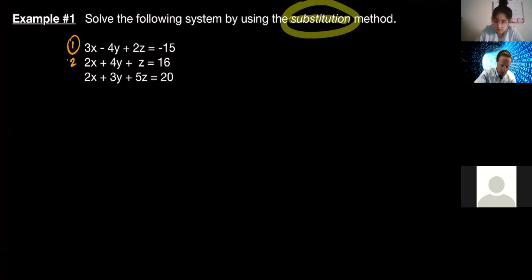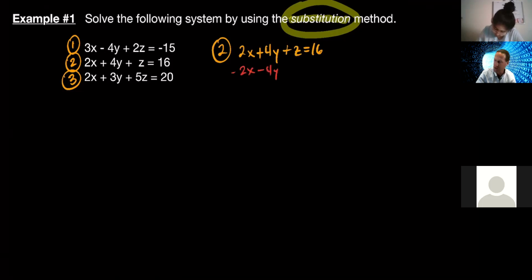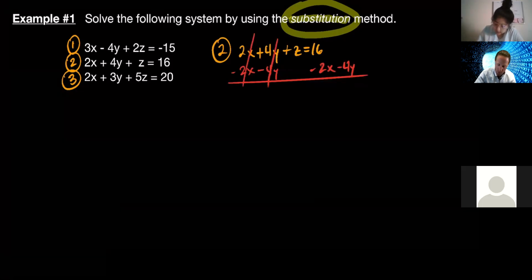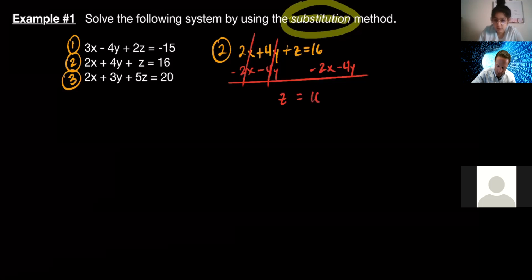I'm going to label the equations just so that we can still talk about them. I'm going to take equation 2 over here, 2x plus 4y plus z equals 16, and I'm going to solve for z. I'm going to start by subtracting over. Since they're positives, I'm subtracting. Just because you subtract doesn't always get rid of things. By doing that, it cancels those two things out on the left and leaves me with the z, which is 16 minus 2x minus 4y.